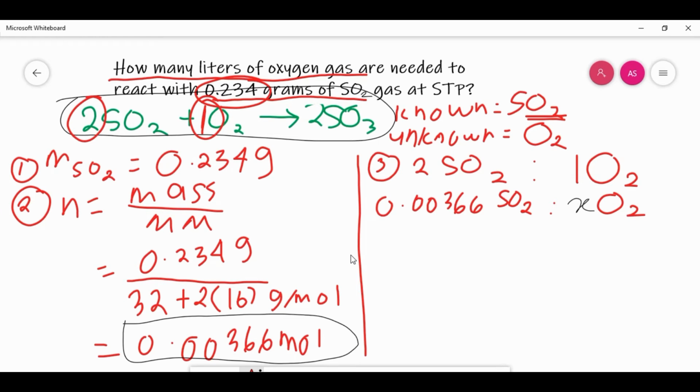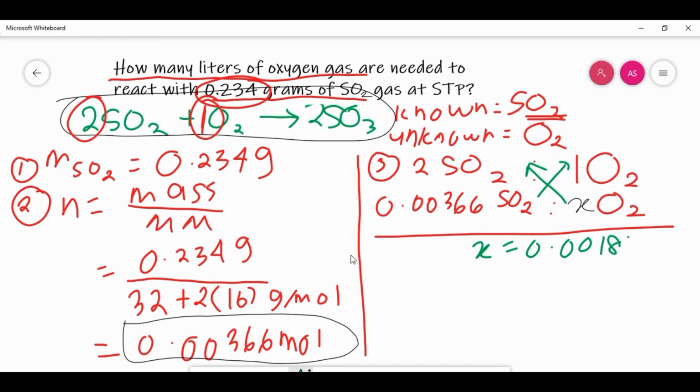So, macam biasa kat sini, cross-crosskan dia, silangkan dia. So, nanti you akan dapat X equals to 0.00183 of O2. So, sekarang kita dah dapat number of mole for O2. Boleh tak kita cari the volume untuk O2? Boleh. Kenapa saya kata boleh? Sebab kita dah ada number of mole.